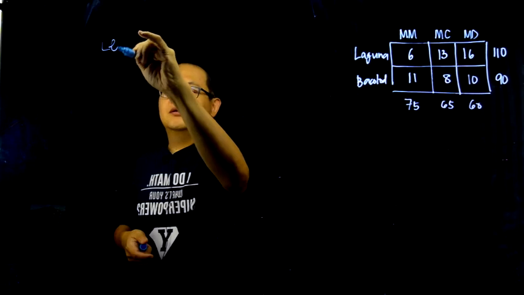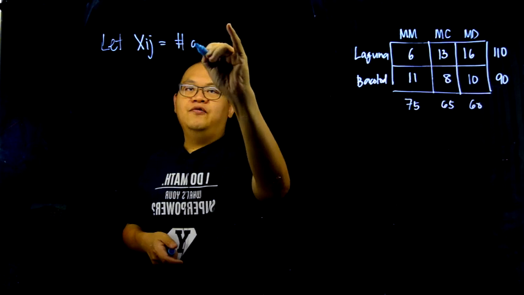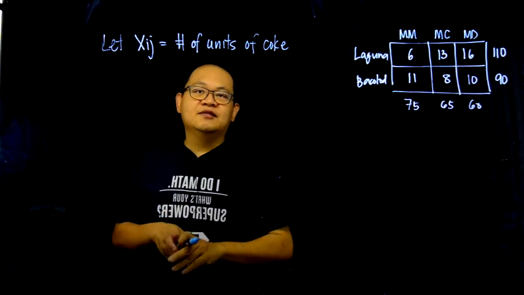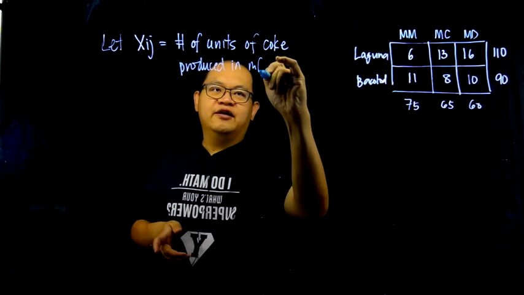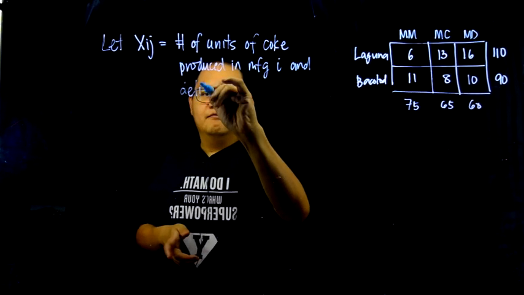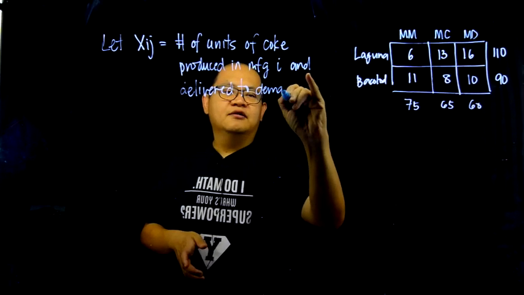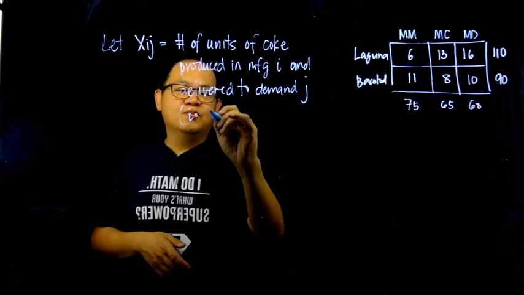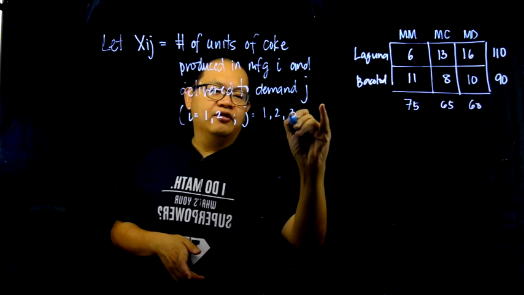We would like to let Xij be equal to the number of units of Coke product, whatever the unit is, produced in manufacturing center I and delivered to demand center J. And in this case, we'd like to define I, our indices, to be 1 and 2, and J to be 1, 2, and 3.